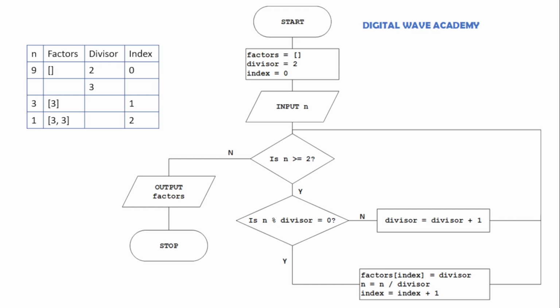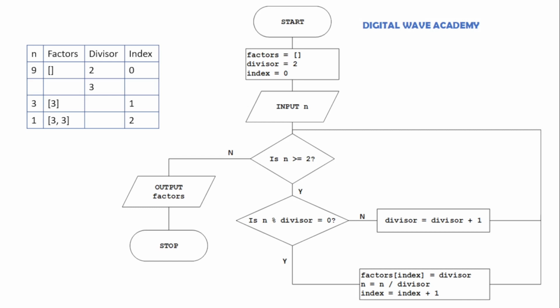And we go back to check again whether n is greater than or equal to 2. Yes, 9 is greater than or equal to 2. And is 9 divisible by 3? Yes. Since 9 is divisible by 3, we add 3 as a factor, and we divide our n, which is 9, by 3 to give us 3. Then finally we increment our index by 1.